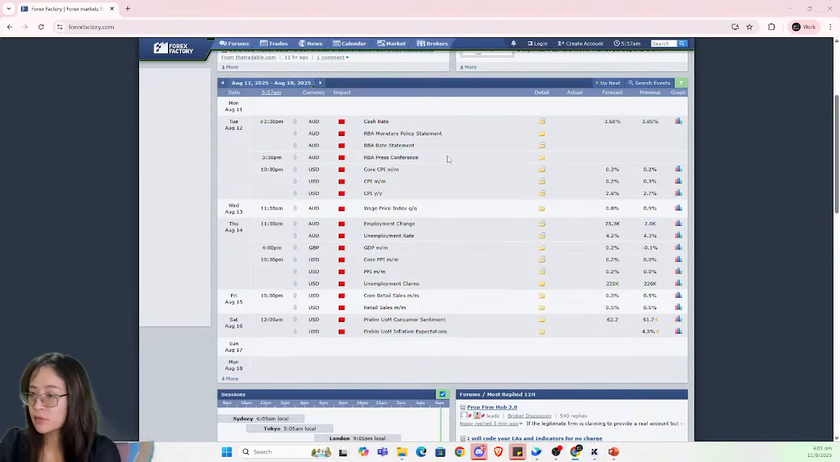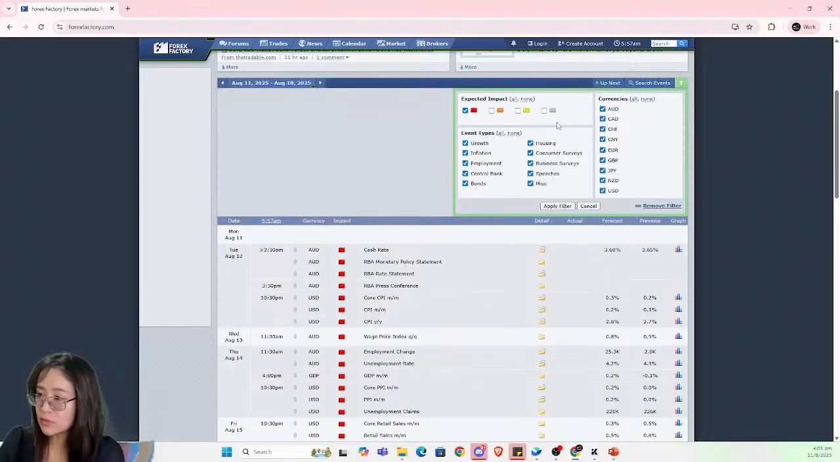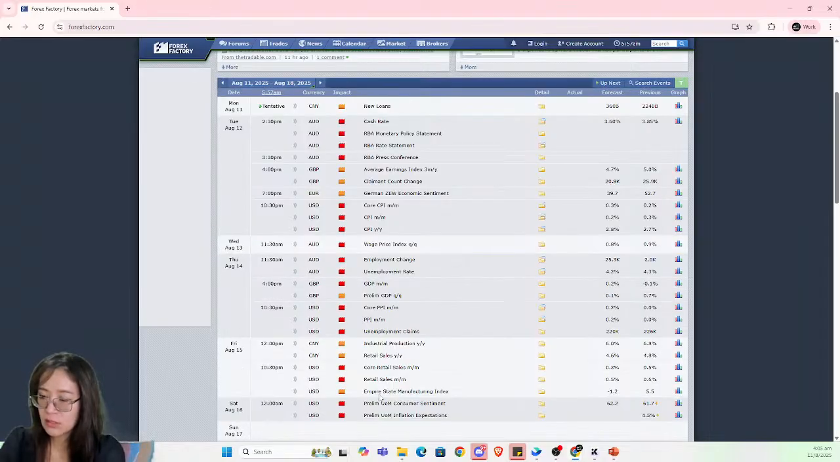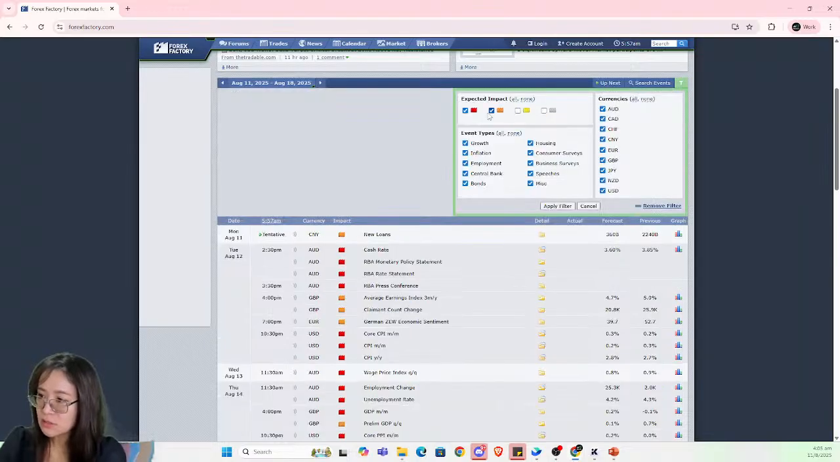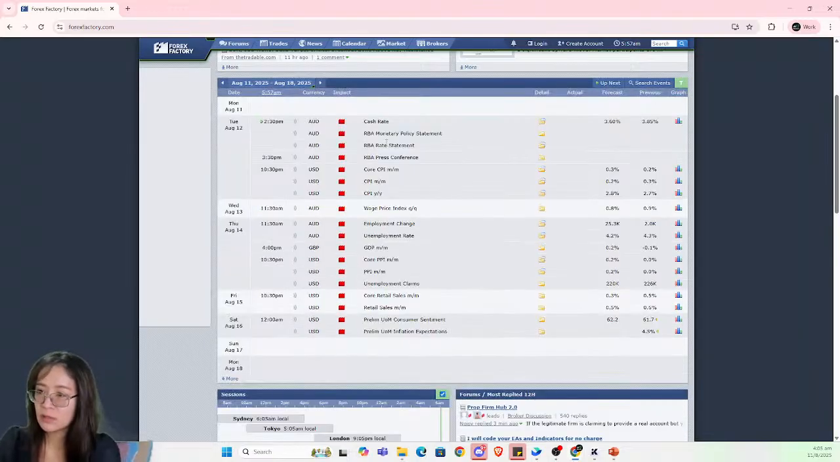So this high impact news is coming up again. I'm doing a filter over here. If you want to include the orange box, you can just take it. But I personally just look for the high impact news, which is the red color box only. These are all the high impact news coming up for this week.